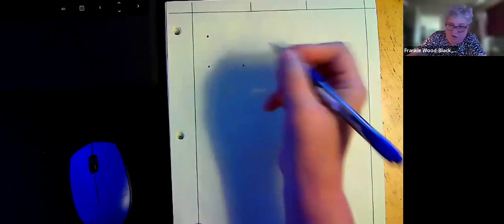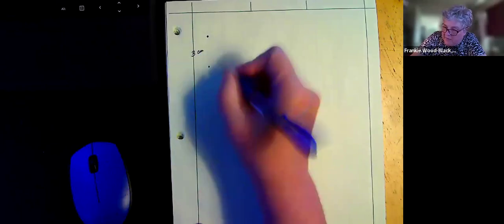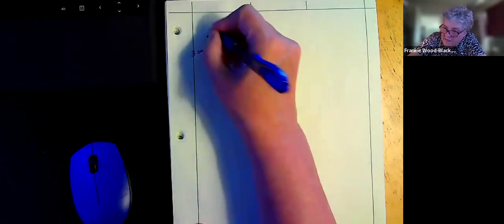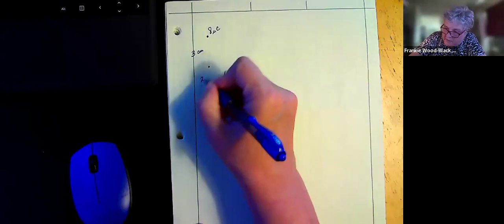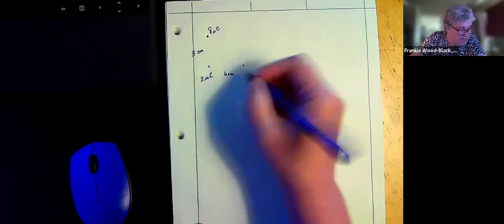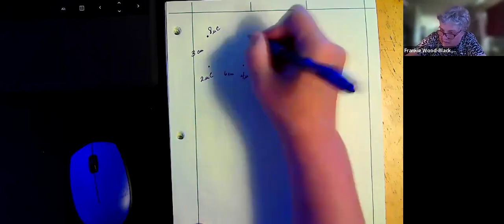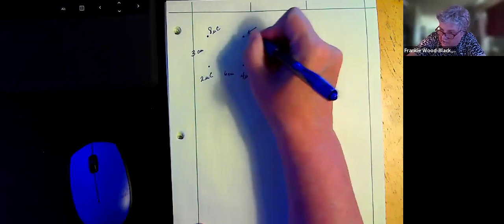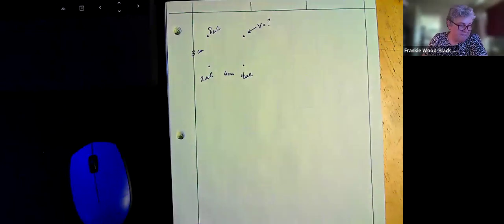So I'm going to start with a 3 centimeter side. This is a 6 centimeter side. This is an 8 microcoulombs. This is 2 microcoulombs. And this is a 4 microcoulombs. And I want to know the potential at this point.